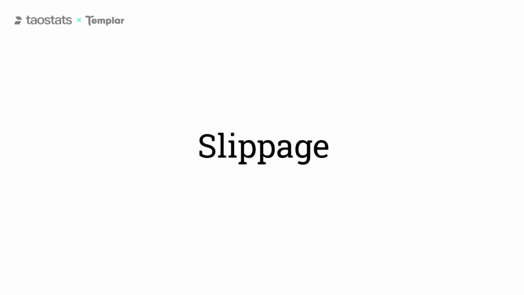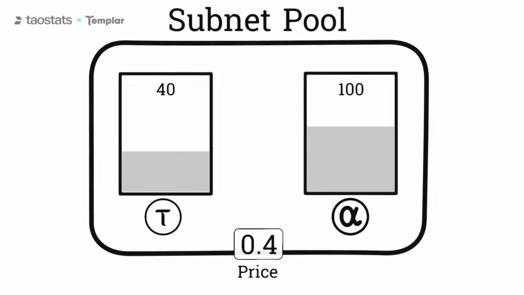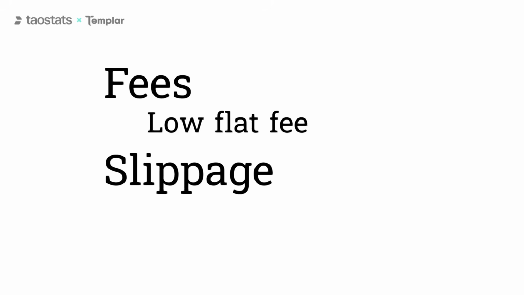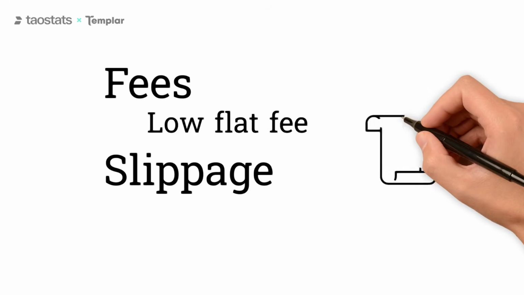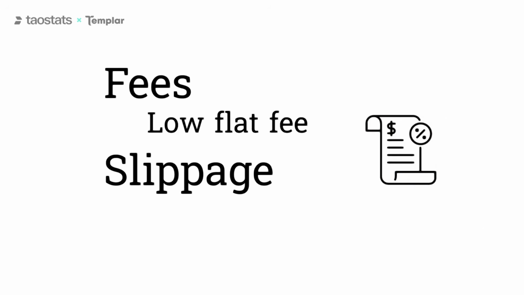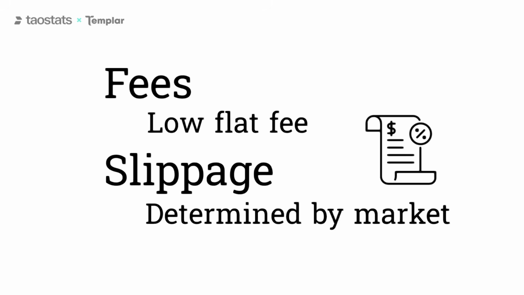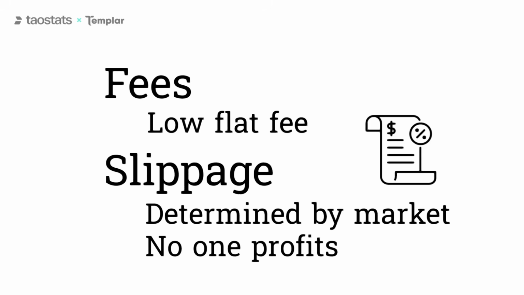In our example, 0.4 tau isn't quite the final price you'll be paying, but it's very close. There is a tiny flat fee for using the subnet pool, but slippage is more important to be aware of. Slippage is similar to a fee in that you'll be paying a little bit more to do your transaction. Slippage differs from fees in two ways. The amount you'll be paying in slippage is determined by the market, and no one profits from slippage.